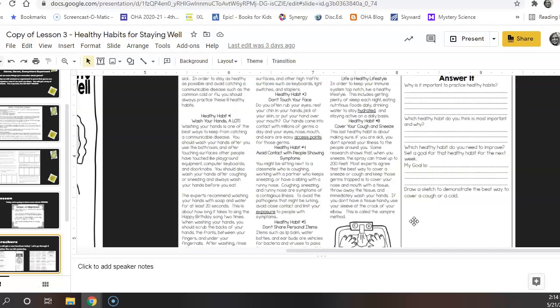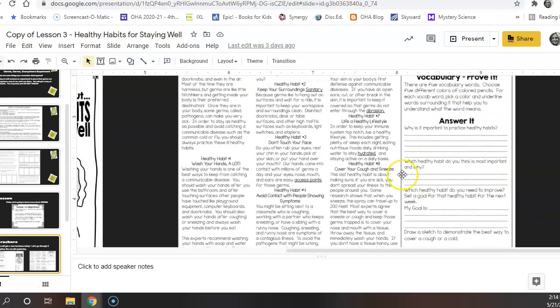If you don't have a tissue handy, use your sleeve at the crook of your elbow. I like to call that your elbow pit, not your armpit, your elbow pit. This is called the vampire method, like you're swinging your cloak around.